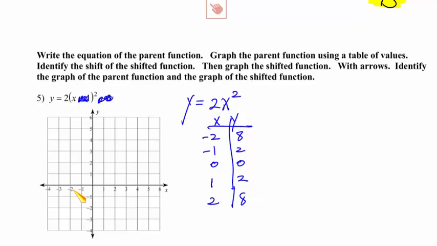So I'm going to graph those points. So -2, 8 is somewhere up there. 2, 8 is about right there. -1, 2, 0, 0, and let's see, 1, oops, didn't think that was right. There, that's better. So that is the parent function.